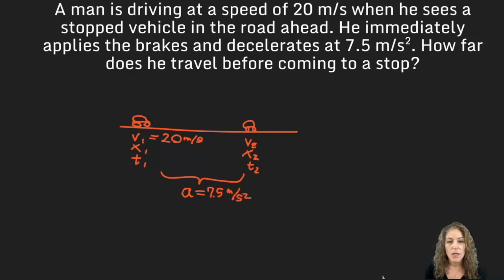And then how far does he travel? That means I need x2. I want to know how far I went. So I'm going to call the beginning here 0, so I'll find out how far he went. We also always start our time at time is 0. And we're coming to a stop, which means velocity at the end is 0. So now I've labeled all of this information.